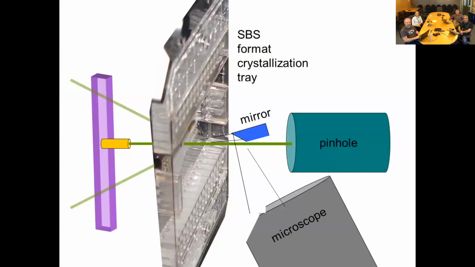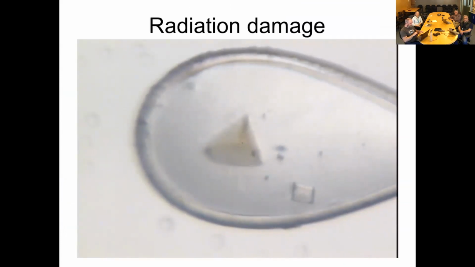We can also shoot through trays. This is something that is still under development. I believe you can do this at Diamond, and there's a way you can do it at Stanford now too, which I'm helping out with. But essentially, this is a way of shooting your crystal without ever having to touch it, which can give you useful information. But I also want to tell you about some radiation damage stuff.